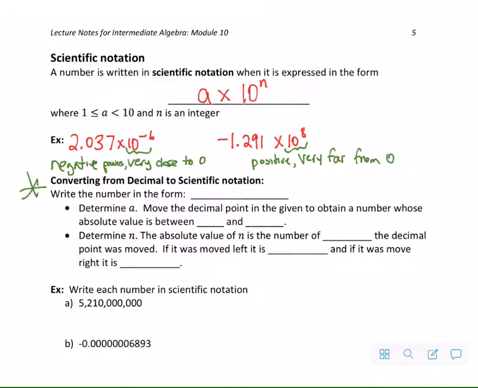Write the number in the form A times 10 to the nth. To determine A, move the decimal point on the number until the value is between 1 and 10. Basically that means to the right of the first number. So on this one, I'm going to put a decimal place right there. On this one, I'm going to put a decimal place right there.